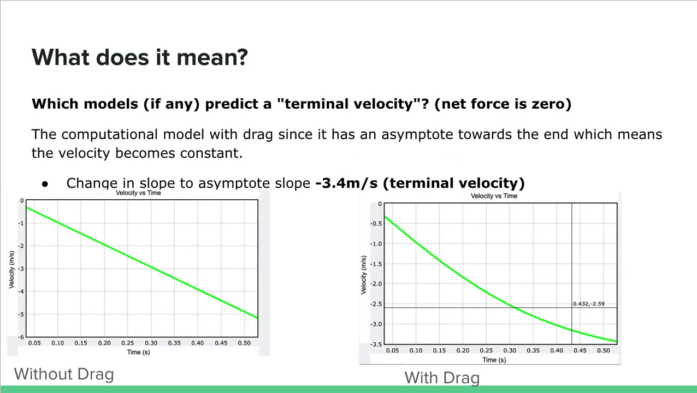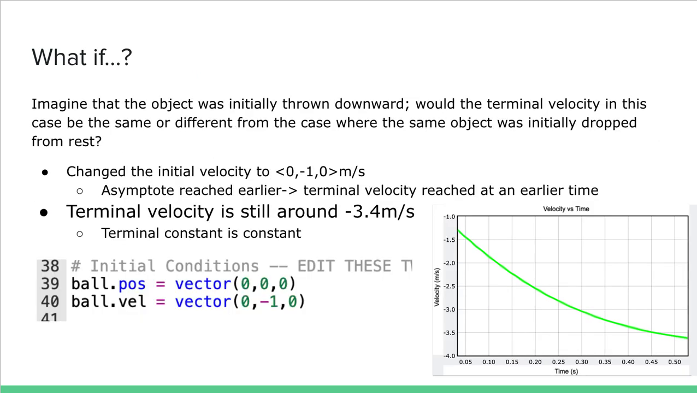So, which models, if any, predict a terminal velocity, which means that net force is 0? This is the computational model with drag. It did predict a terminal velocity. You can see how the velocity started to level out and become a constant towards the end with the asymptote of negative 3.4 meters per second, which was the terminal velocity. So the model with drag predicted a terminal velocity.